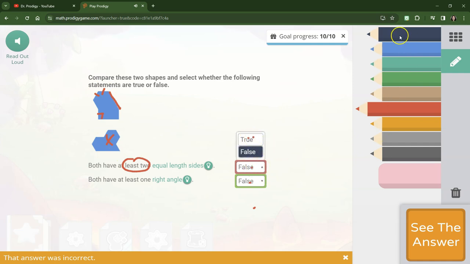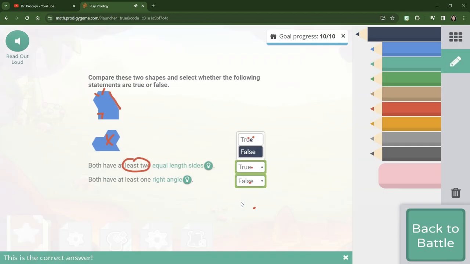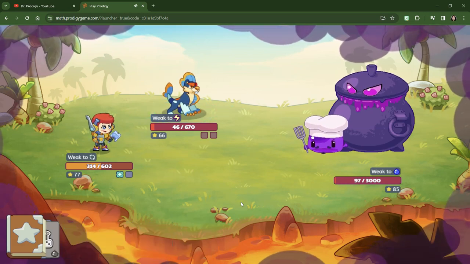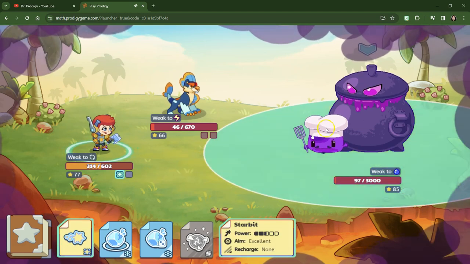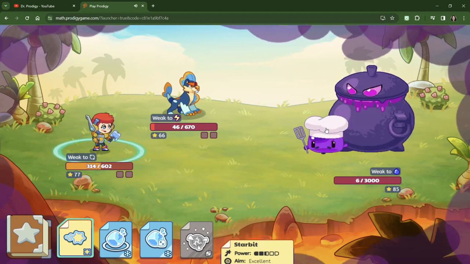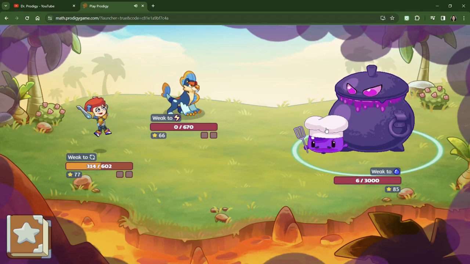Make mistakes. Things happen. No big deal. We reached our goal, though. We got an Arctic pet. Fumbles happen. All right, Starbit. This is it. What? No.